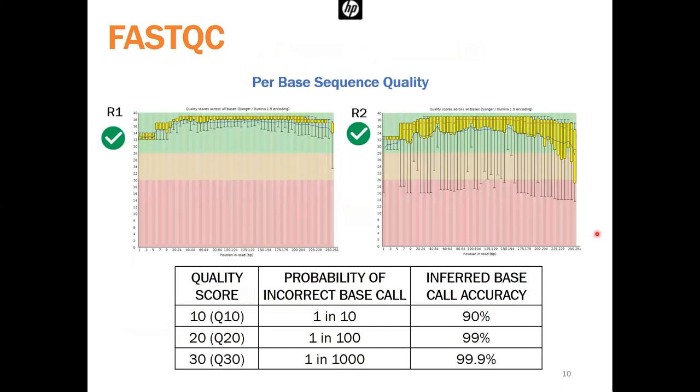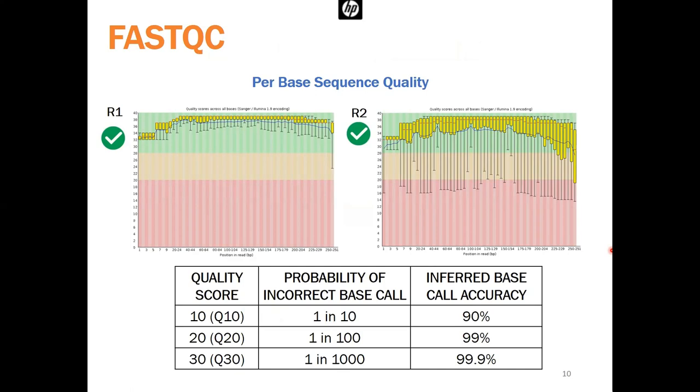So one of the things about FastQC is it offers a number of metrics, and we're not going to go through all of them today, but one of the quality control metrics that I find to be the most useful and the most telltale sign that your data has any issues with it is the per base sequence quality. Now, this measures the probability that a base is called incorrectly.